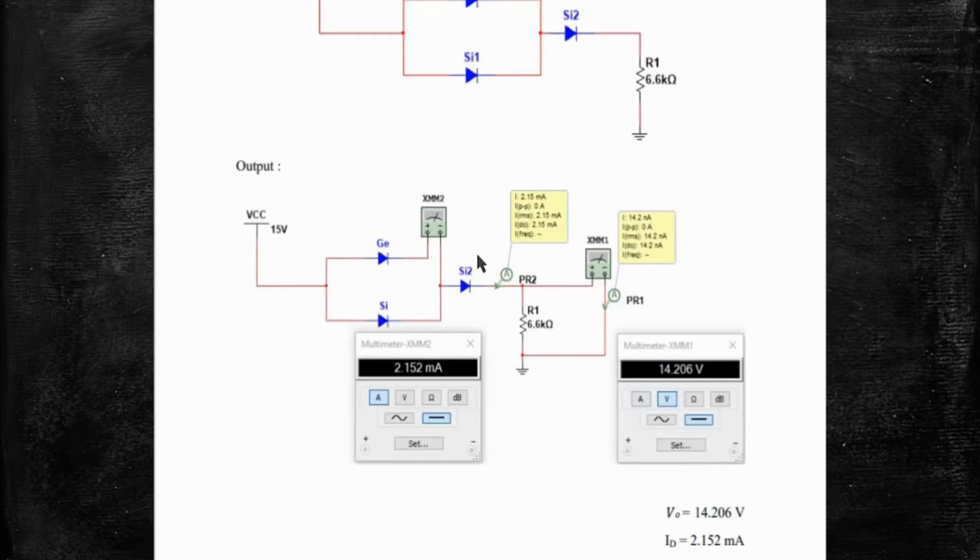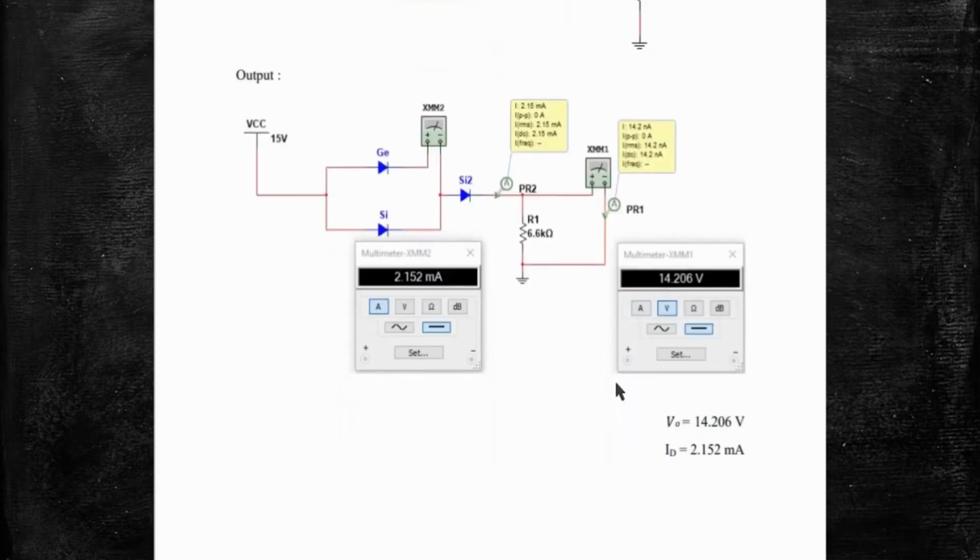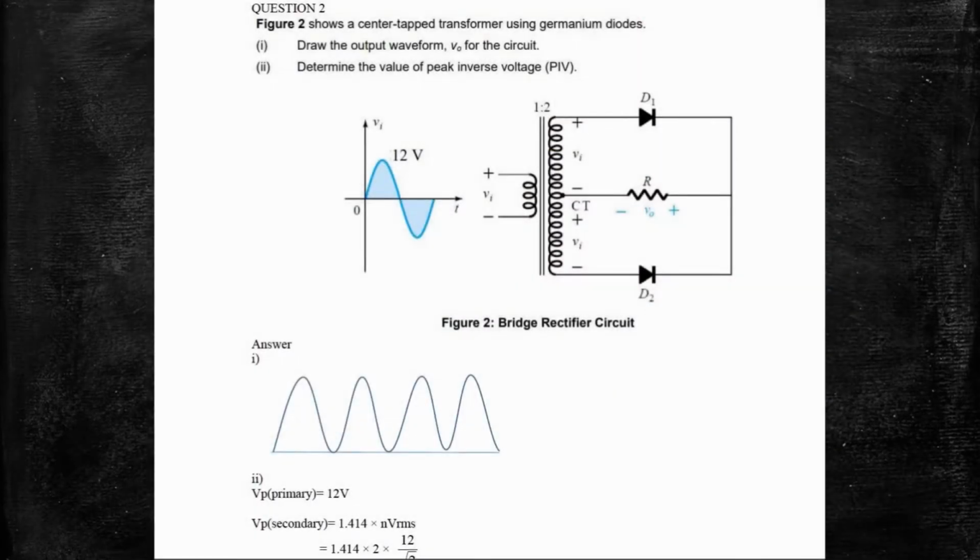So the V0 we get in the simulation is 14.206 volt, and the ID we get is 2.152 milliampere. It shows that the values between simulation and calculation are not too far apart. That's why we must show the calculation and simulation values as evidence that the answer is correct. So that's all. Okay, next is question 2.